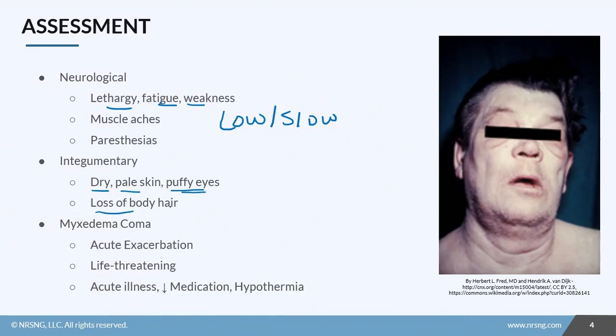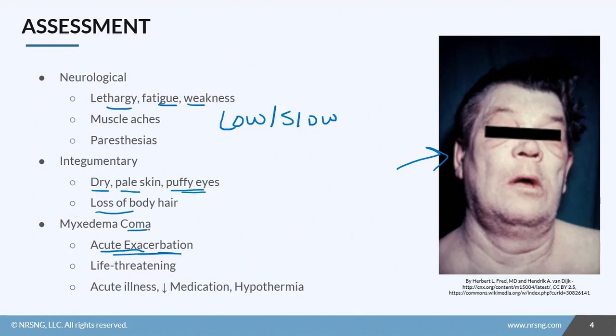Things aren't moving the way that they're supposed to. Sometimes they'll even get this blank expression on their face because of the weakness in their muscles. And then, of course, as with most diseases, there is a possibility for an acute exacerbation. In this case, it's called a myxedema coma.